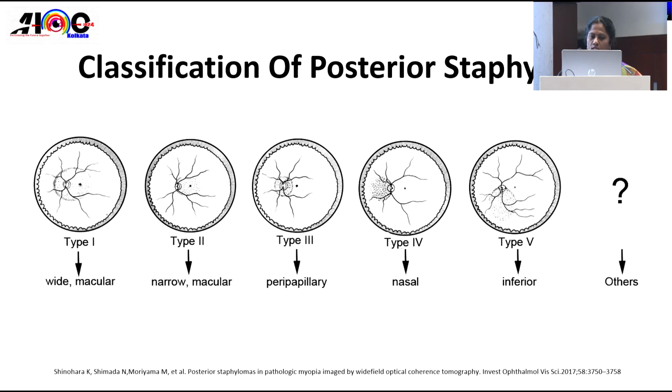Now here is another classification which is given by our Japanese colleagues, which is most simpler to adapt. This is from type 1 to 5. It's easy to memorize also. So type 1 is a wide macular area, type 2 is a narrow macular, type 3 is peripapillary, type 4 is nasal, type 5 is inferior, and the others.